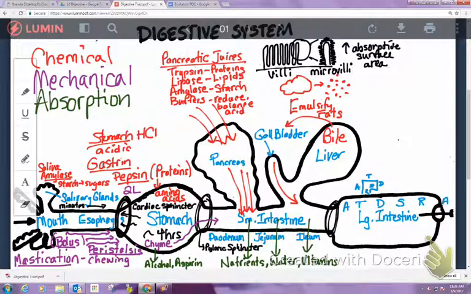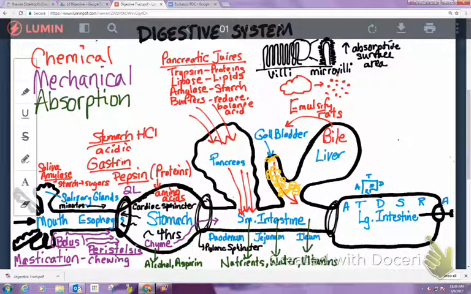So we talked about the liver and the gallbladder. Let's talk about something else really delicious: gallstones. I'll make a bunch of little rocks.